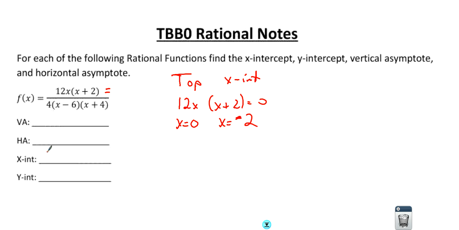So our x-intercepts are at (0, 0) and (negative 2, 0). And since I have (0, 0) as an x-intercept, I know my y-intercept is the same, (0, 0).